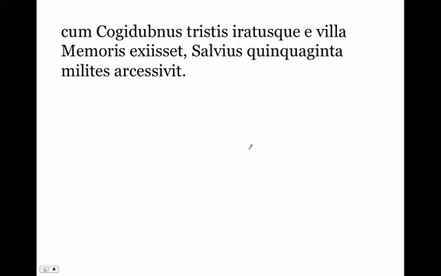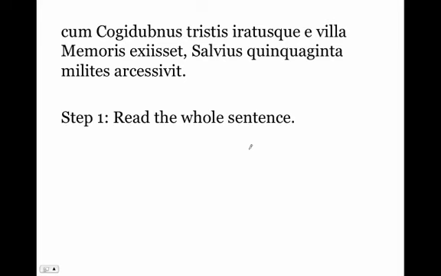Cephalus had arranged, as we had read 2 weeks ago, for a letter to be delivered to Cogidubnus telling him the whole truth. So, Cogidubnus is understandably tristis iratusque. But now, let's focus on some issues related to clauses. Step 1, read the whole sentence.